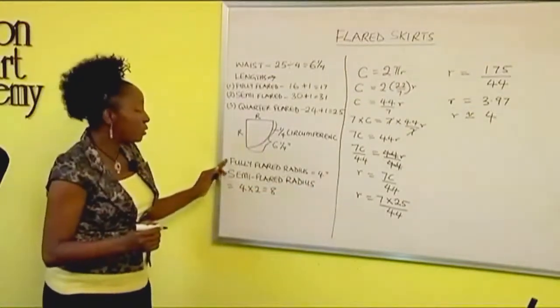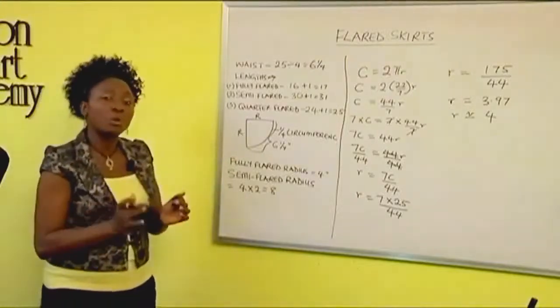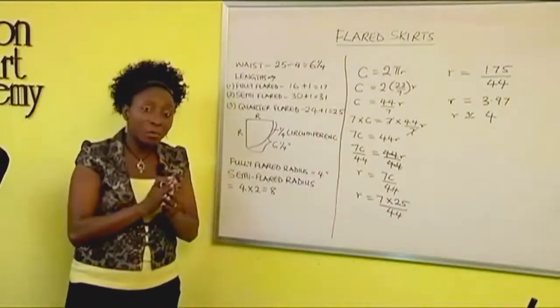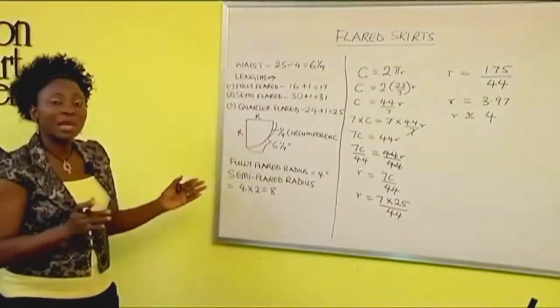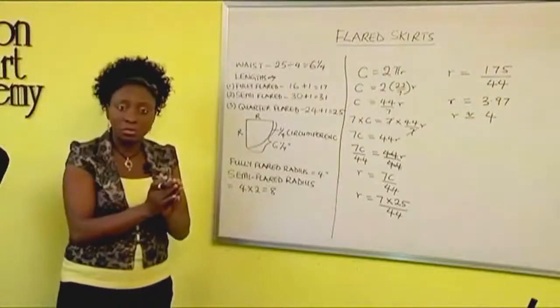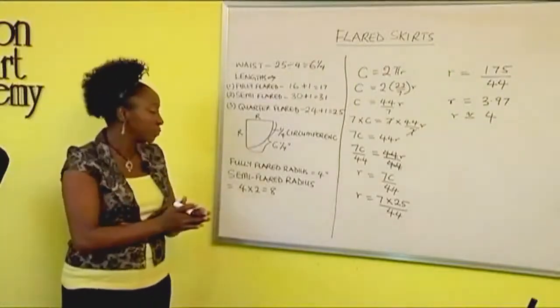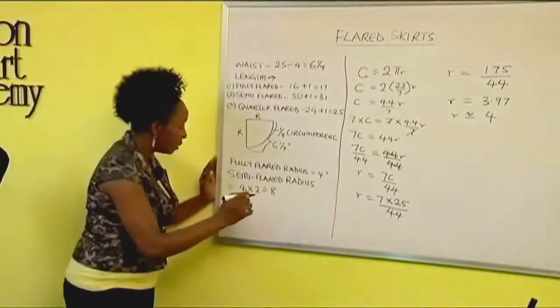Now, for my fully flared radius, I'm going to take my fabric and fold it into 4, lengthwise and widthwise. But for my semi-flared skirt, all I have to do is just fold my fabric into 2, just widthwise, that's all. Now let's look at our quarter flared.